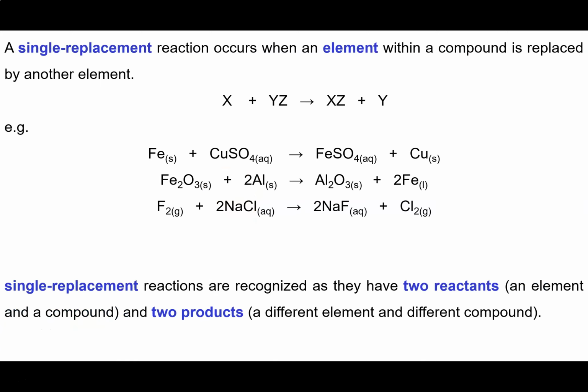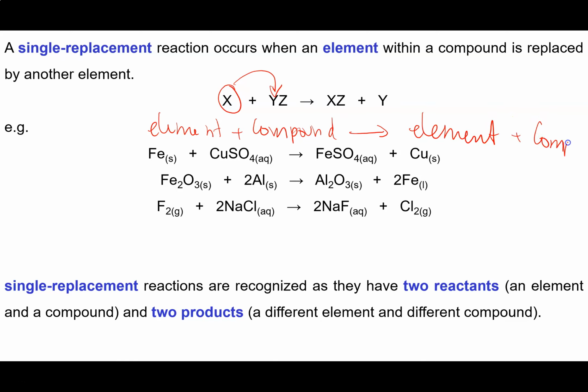Now, a single replacement reaction is a little more difficult. In a single replacement reaction, what happens is an element replaces another element in a compound to form a new compound and a new element. So it's always like this: element reacts with compound to form a new element and a new compound. And that's how we're going to recognize a single replacement reaction.